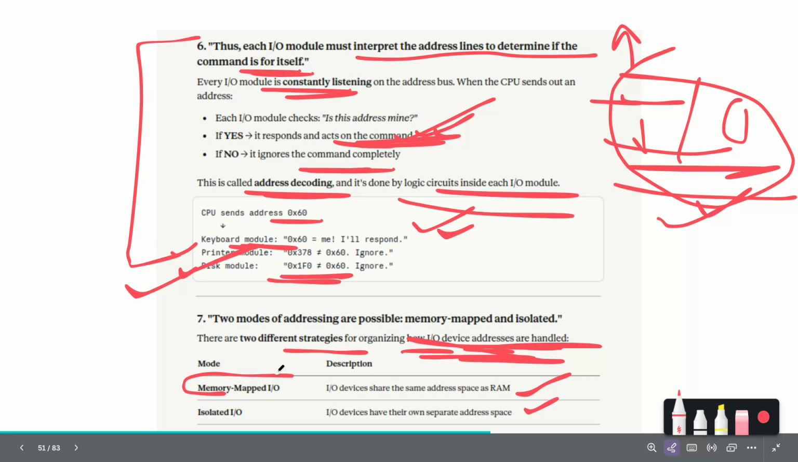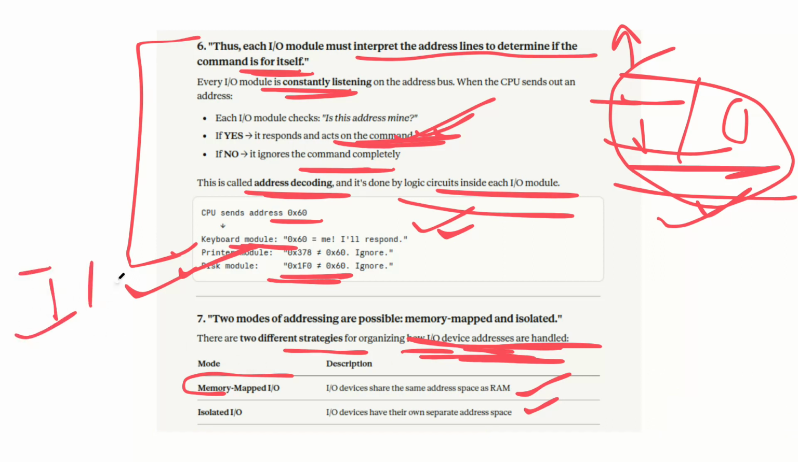So memory mapped IO means these IO devices are sharing the same address space as the RAM. These are the two different strategies for organizing how the IO device addresses are handled. There is memory mapped and isolated IO. Memory mapped IO means IO devices are sharing the same address space. Isolated IO means they have a separate address space.